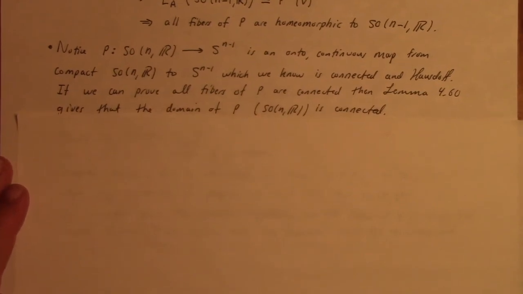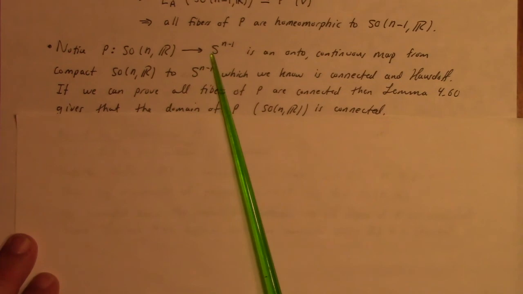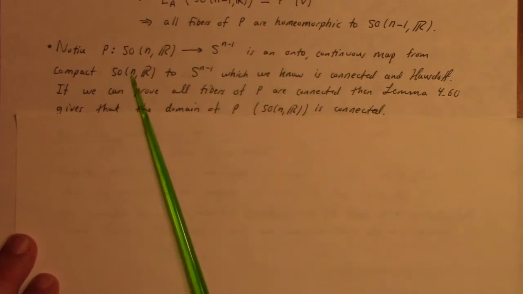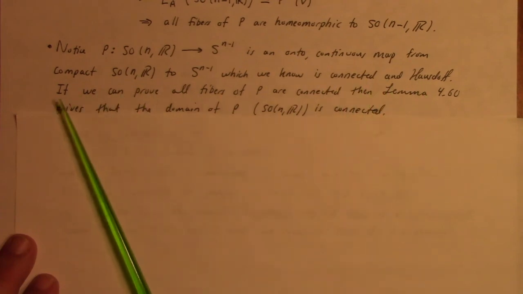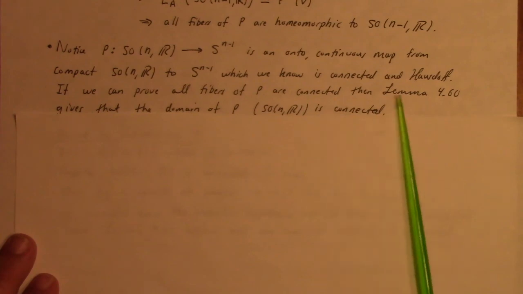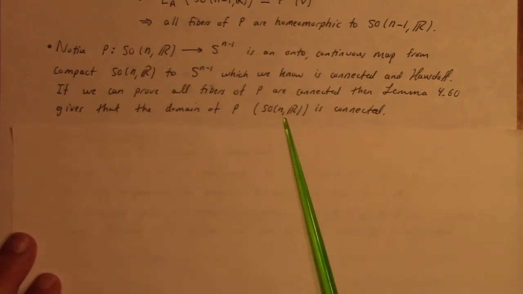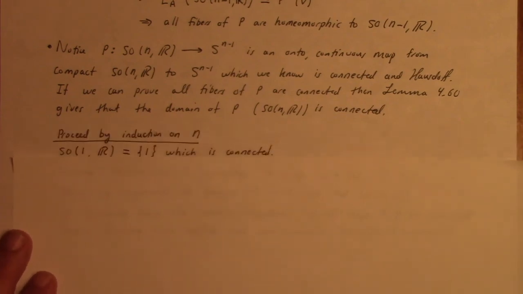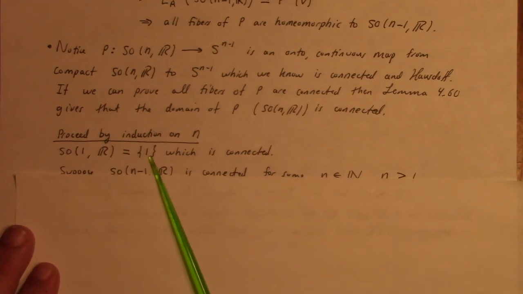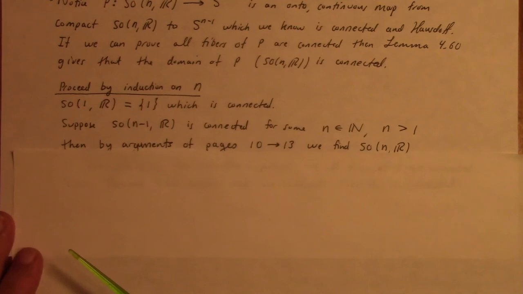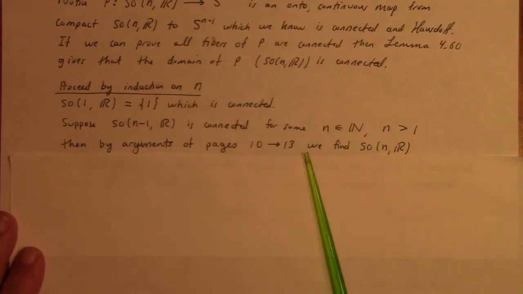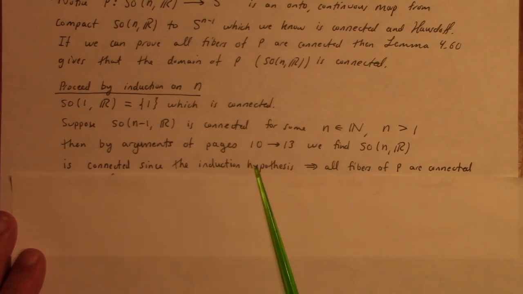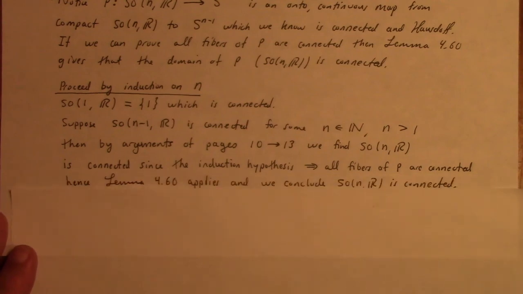So notice that P from SO(n, R) to S^(n-1) is an onto continuous map from compact SO(n, R) to S^(n-1), which we know is connected and Hausdorff by that previous Wallace theorem lecture. And so if we can prove that all the fibers of P are connected, then Lemma 4.60 gives that the domain of P, which is SO(n, R), is connected. So we proceed by induction on n. Number 1, SO(1, R), which is just the singleton 1, is connected. Then suppose that SO(n-1, R) is connected for some n greater than 1. By the arguments of pages 10 through 13, we find that SO(n, R) is connected, since the induction hypothesis implies that all the fibers of P are connected. Hence Lemma 4.60 applies, and we can conclude that SO(n, R) is connected.